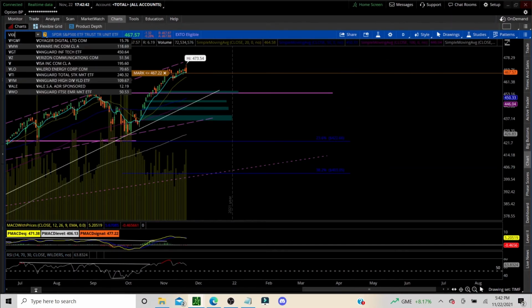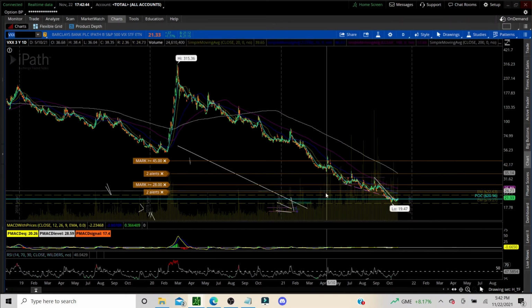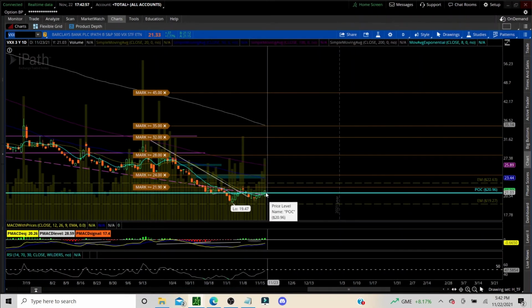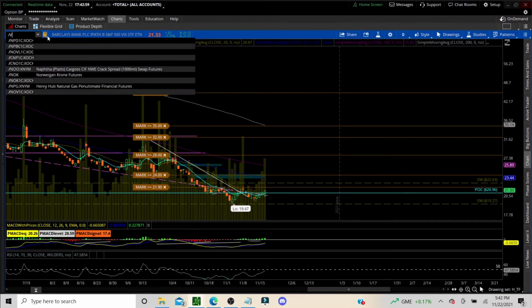Let's go over to VXX. This is the ETF that tracks the VIX futures. Just want to show that we had this falling pivot here that we really had trouble with, and now we actually closed back over it today over the 8 EMA. So looking good on that one. Let's go over to the VIX futures.